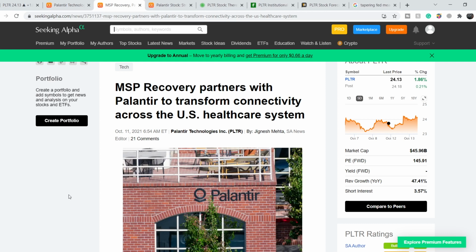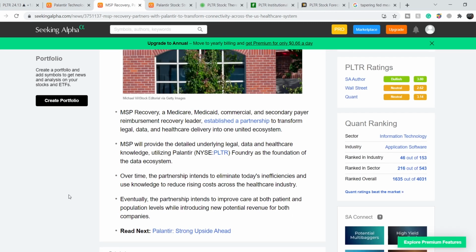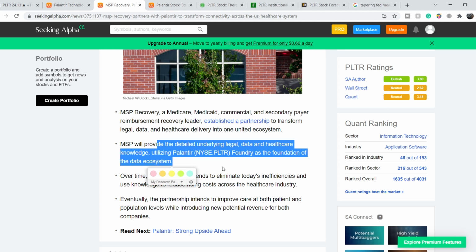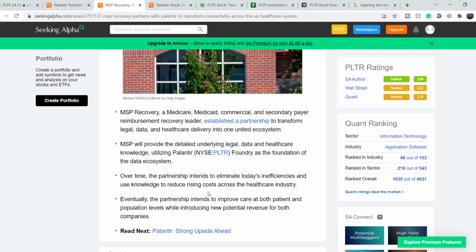We are on Seeking Alpha. This article was published on October 11th and it's titled MSP Recovery Partners with Palantir to Transform Connectivity Across the US Healthcare System. Let me quote you these bullets. MSP Recovery, a Medicare, Medicaid, commercial and secondary payer reimbursement recovery leader, established a partnership to transform legal, data and healthcare delivery into one united ecosystem. MSP will provide the detailed underlying legal, data and healthcare knowledge, utilizing Palantir Foundry as the foundation of the data ecosystem. Over time, the partnership intends to eliminate today's inefficiencies and use knowledge to reduce rising costs across the healthcare industry. Eventually, the partnership intends to improve care at both patient and population levels, while introducing new potential revenue for both companies.